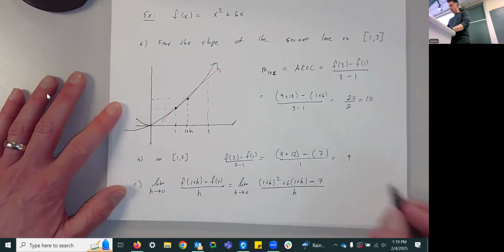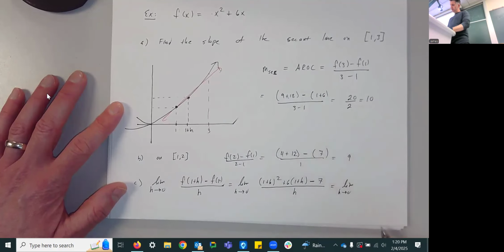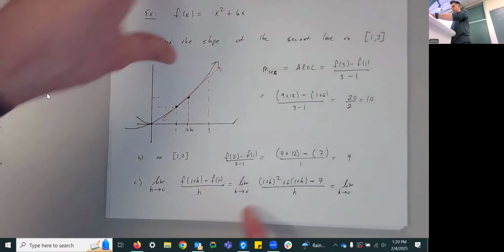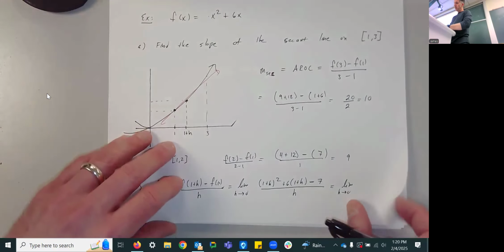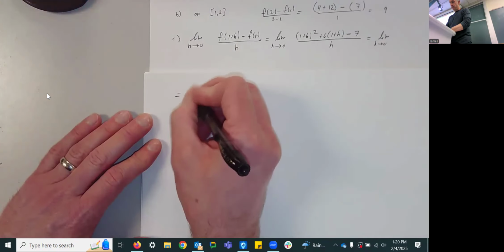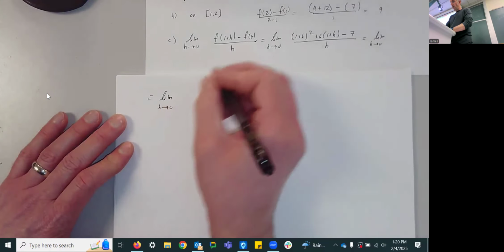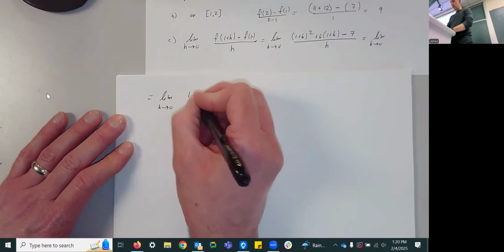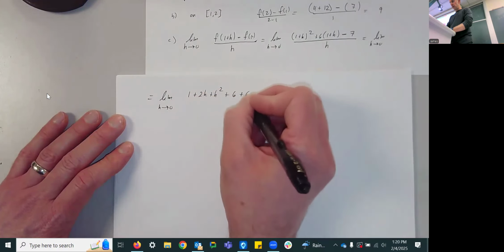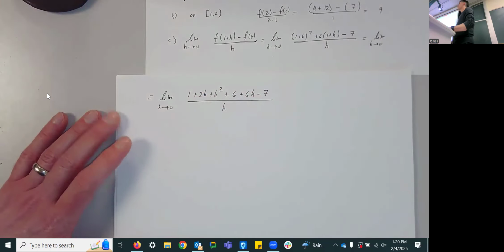So we're going to multiply at the top. I should have left myself a little more room here. I can use another piece of paper. It's not a crime. Well, not a huge crime. So we've got the limit as h approaches 0 of 1 plus h squared, which is 1 plus 2h plus h squared, plus 6 plus 6h minus 7, all divided by h. Here's what should usually happen.